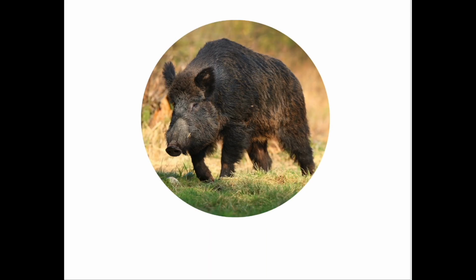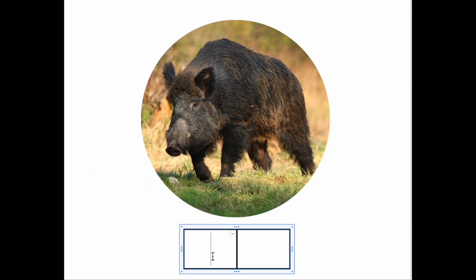Our next picture is a boar. Boar. How many sounds do you hear in the word boar? There are 2 sounds in the word boar. What's the first sound you hear? B, b. What letter makes the B sound? The letter B. What's the next sound you hear in the word boar? Or, spelled O-A-R. Awesome job.